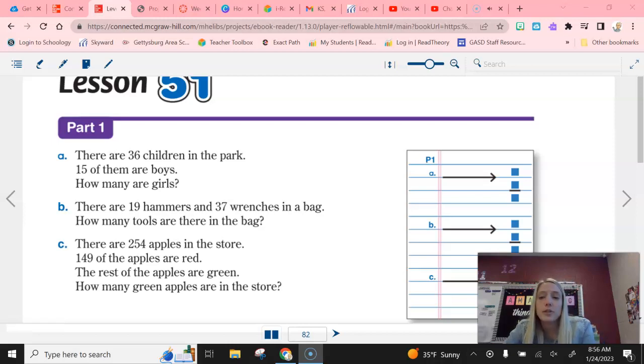Okay, guys, we finished the Lesson 51 workbook part, so you should have both the lesson part and the independent part of the workbook finished, and you're going to put the workbook back in the bin.